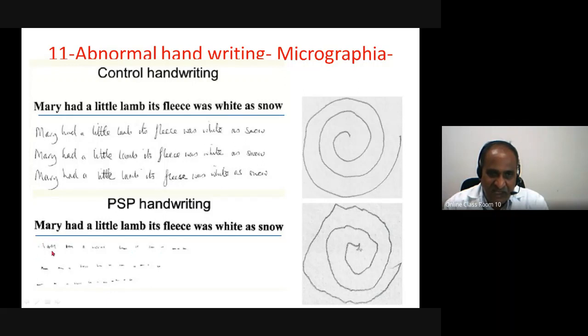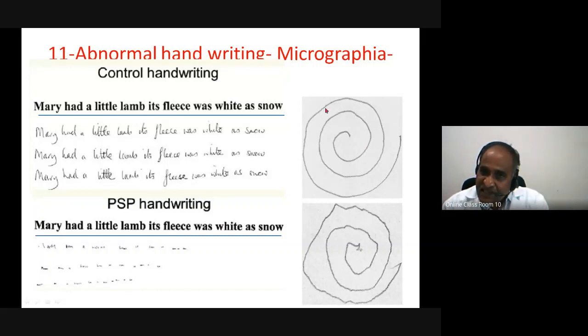He started big here, and they almost disappear here. They become less and small. See, the second attempt, third attempt have become much smaller. This is called micrographia, because of the akinesia, rigidity, and the repetition is difficult.